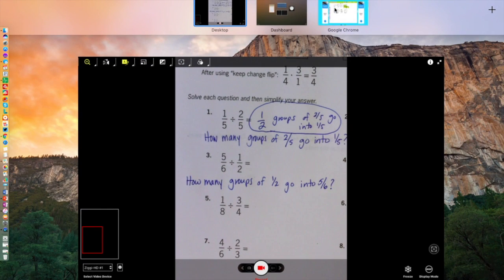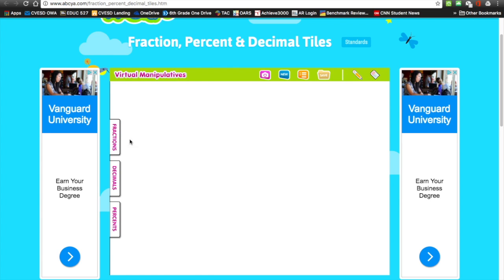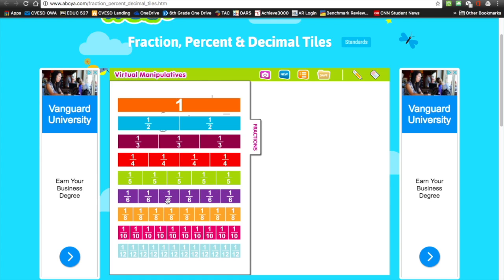Let's go ahead. I'm going to create a new one here. Yes, I do want to start new. So I'm going to rewrite my problem. 5/6 divided by 1/2 equals. I'm going to look for my fractions. Do any of them finish with the denominator of 6, as you see on the screen?